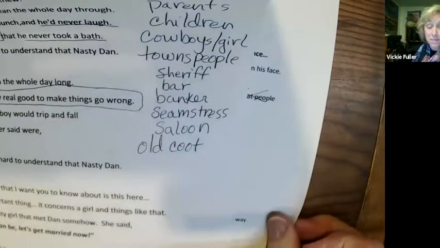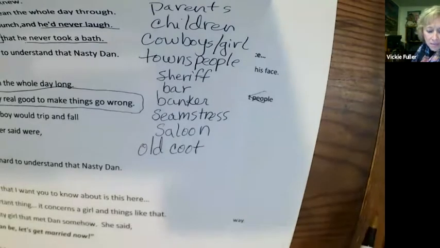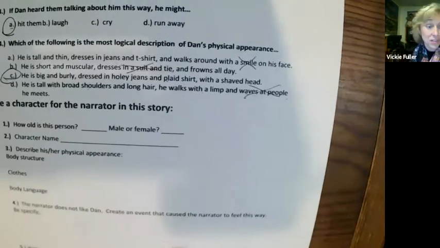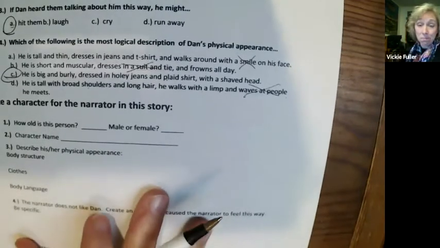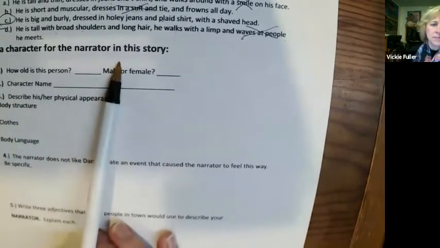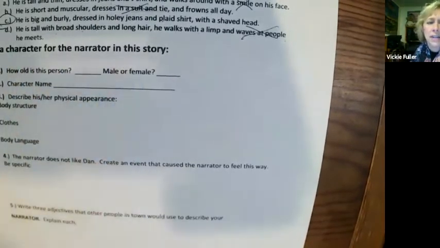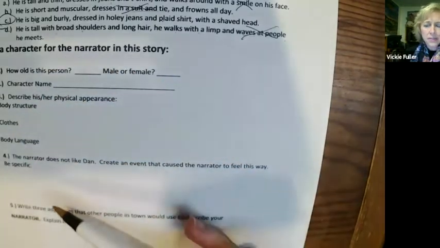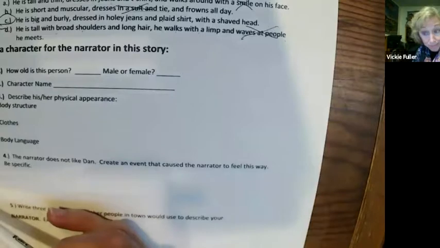So for your assignment tonight, now as an actor, I would fill out a character analysis of my person. Okay, this is a really short character analysis. I want you to create a character for the narrator in the story. Who do you think is telling this story? And you're going to draw inferences about that character based on the things that they say.